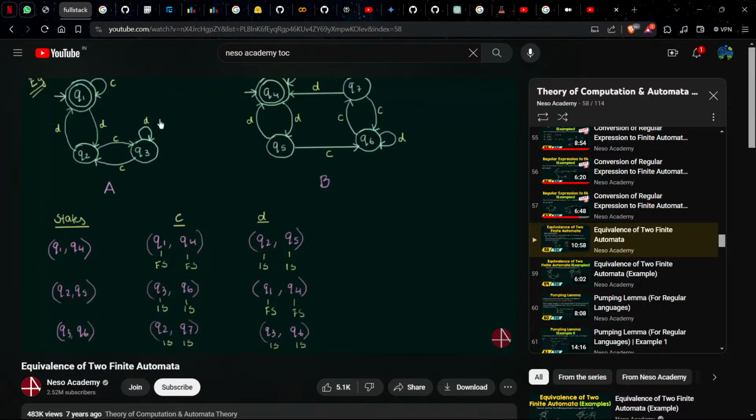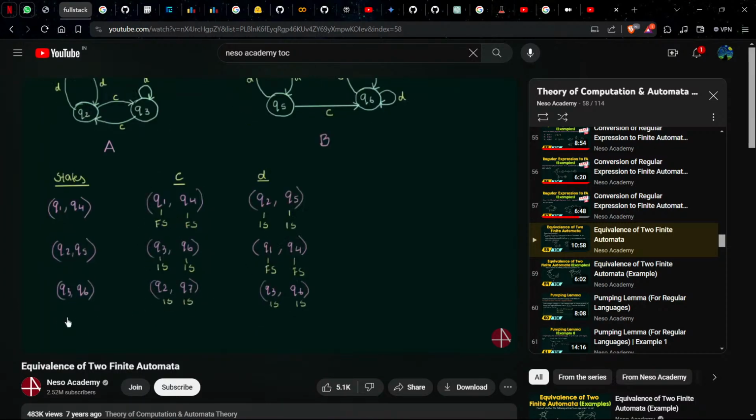Now we have compared Q1 and Q4, Q2 and Q5, Q3 and Q6, but Q7 is left, and we see that Q2, Q7 is a new pair of states that has been formed in this table. So we have to check the pair Q2, Q7. Let's check this pair. Q2 on input C goes to Q3, and Q7 on input C goes to Q6.